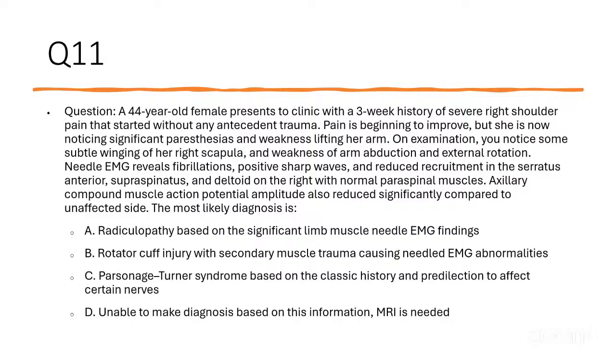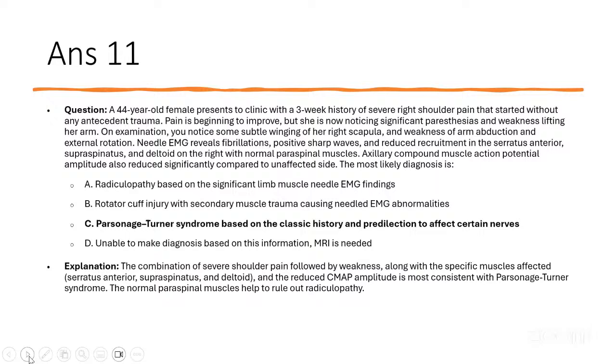And what muscle in the brachial plexus? What are the nerves coming from the trunk? Correct. Suprascapular nerve, and that's correct. Nerve to subclavius is insignificant. It doesn't cause anything. So you remember these muscles because you may have to answer some of the questions. The combination of severe shoulder pain followed by weakness, along with the specific muscles affected, that is serratus anterior, supraspinatus, and deltoid, the CMAP amplitude is the most consistent with neuralgic amyotrophy.